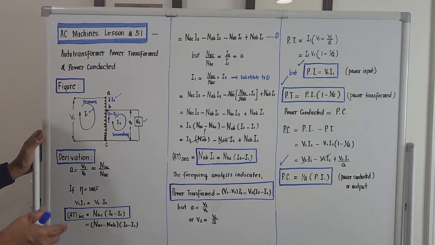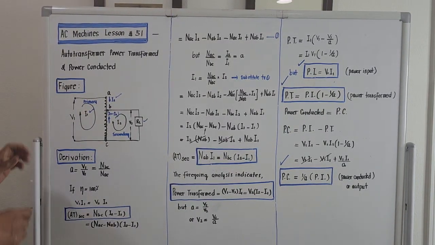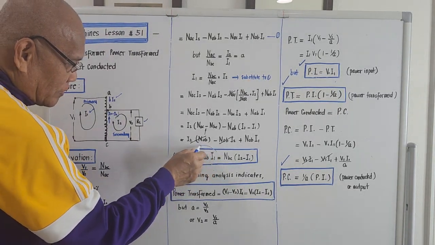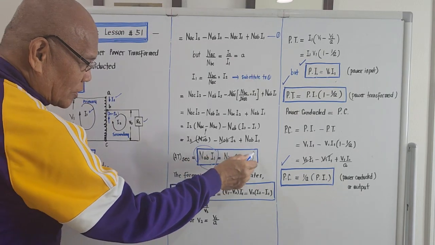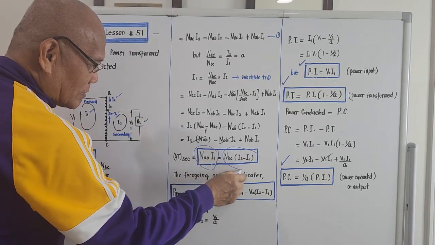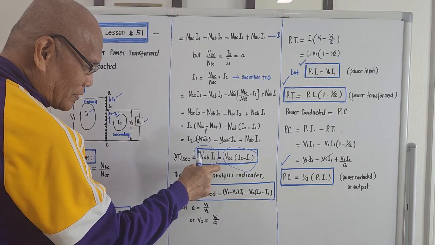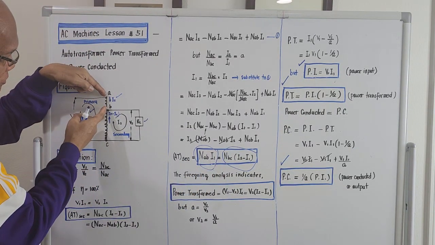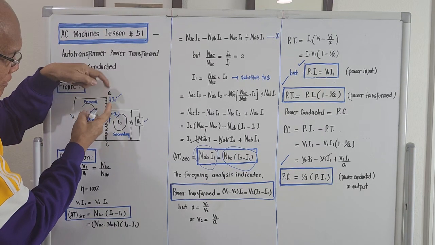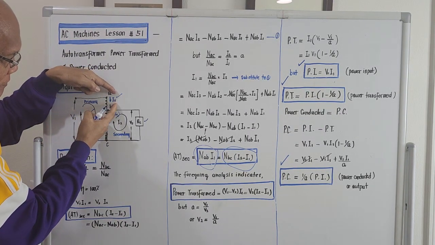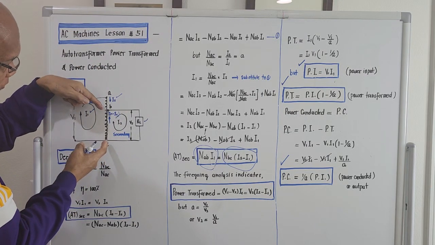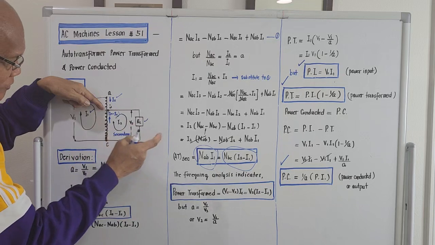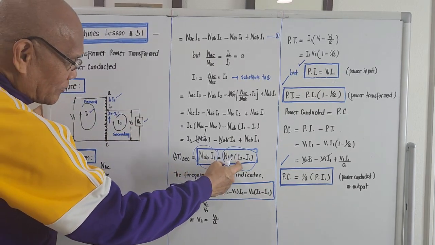What I would like to prove for tonight is that this term here should be equal to this. I want to prove that the product of the number of turns on this portion AB times the current passing through it is equal to the number of turns on the winding from B to C, times the difference in current, I2 minus I1.